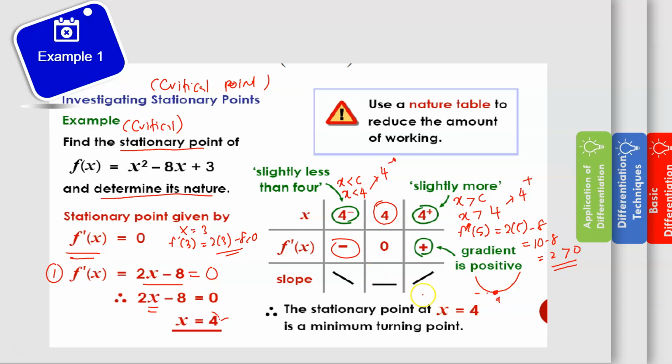So here, what we can see is that at the stationary point x = 4, we have a minimum turning point. This is how we can investigate a stationary point. So first, in this question, you need to find the stationary point and then determine its nature.